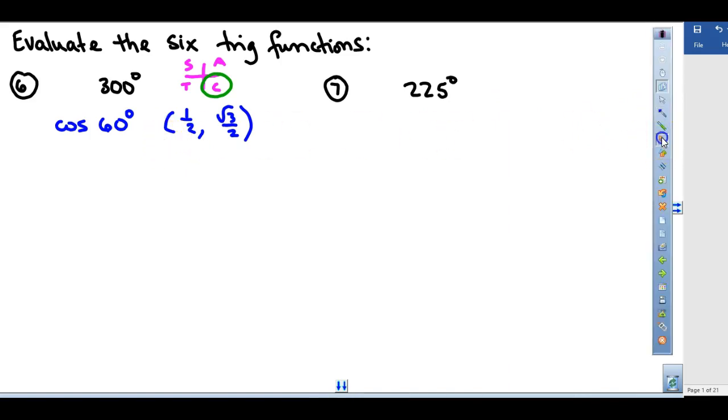Let me actually back up and just not put anything here. Okay, so let's do this. Let's say that this is our reference angle. So our reference angle is 60 degrees, and this is its ordered pair. And again, 300 is in the fourth quadrant. So I know that cosine and secant will be positive. Everything else is going to be a negative. All right. So go through and figure out what your trig values are going to be.